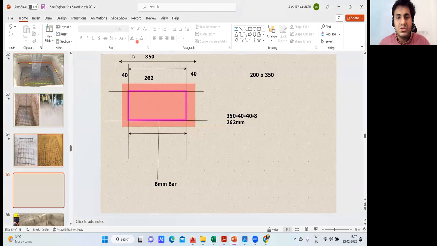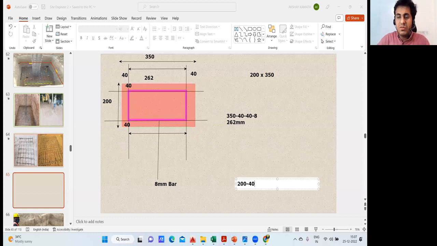So if you want, I'll write here. This is 200, outer to outer. Okay, 200. From where? This portion. This outer to outer is 200. In that, 40 mm cover is gone. So this is a 40 mm cover. 40 I'll write here, and here 40 mm cover is gone. So what is left out? Write it here. So 200 minus 40 from the downside, minus 40 from the top side.